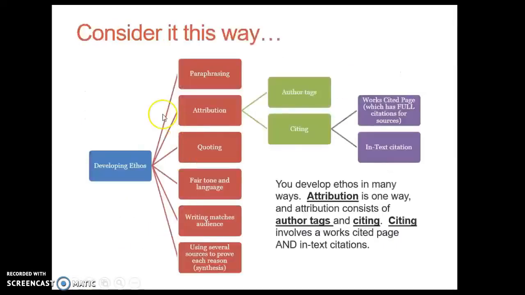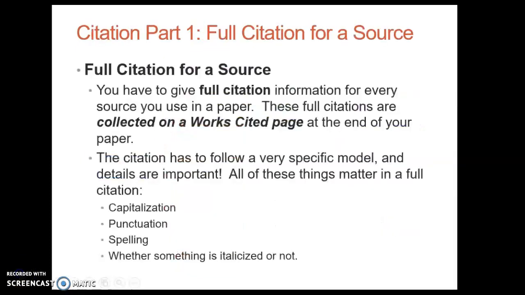So I have here a flow chart of sorts that kind of helps us to break some of these ideas down. So we see that we develop ethos in a number of ways, which we just talked about, one of which is attribution. In A1, we used a specific kind of attribution known as author tags. For this assignment, we will use a different kind of attribution, citation. This citation requires two important components: the works cited page, which has full citations for each source, and in-text citations. So we're going to focus on these two components for the remainder of this.